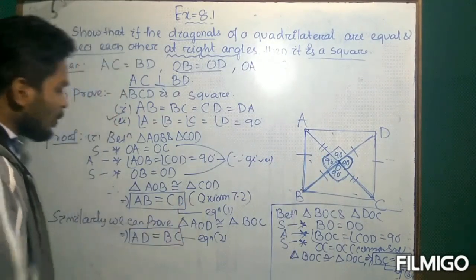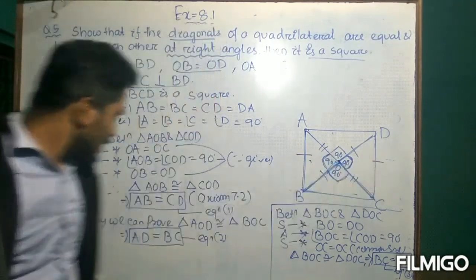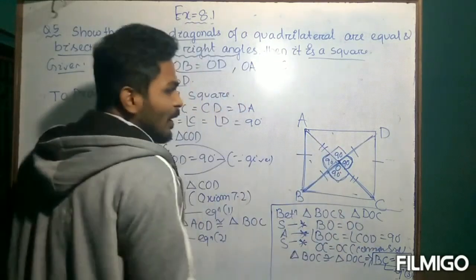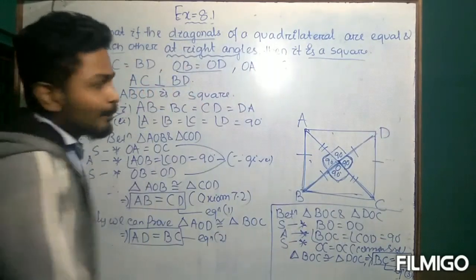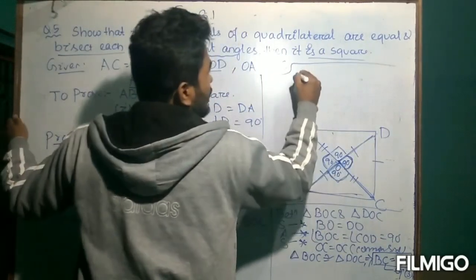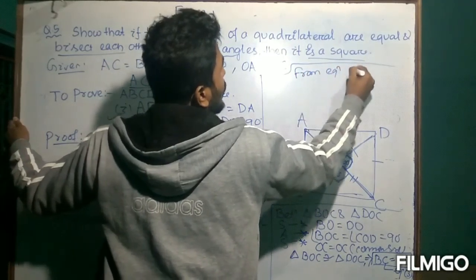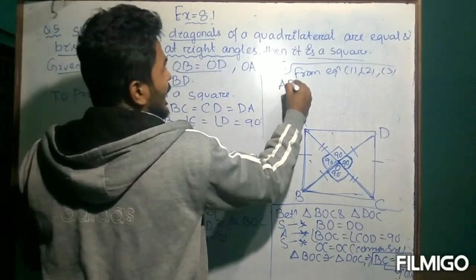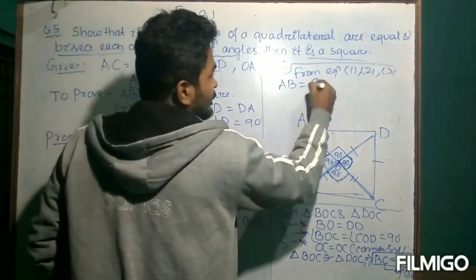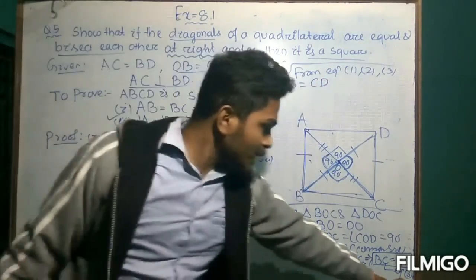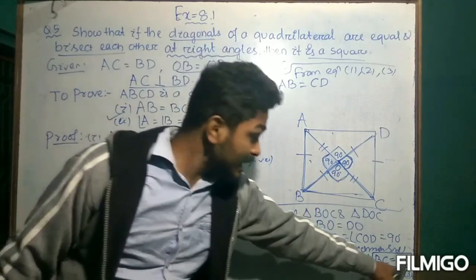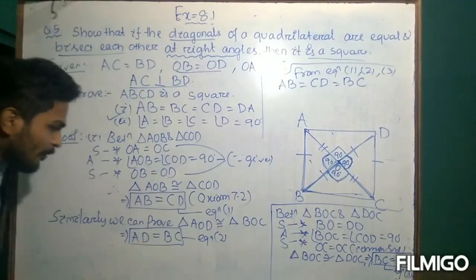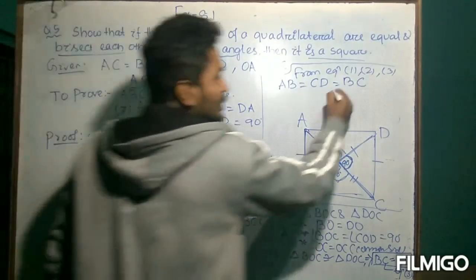From equation 1 we have found AB is equal to CD. This side is equal to this side. In equation 2 we have found AD is equal to BC. In equation 3 we have found BC is equal to CD. Right. So let us analyze all the 3 equations. From equations 1, 2 and 3 we have found first AB is equal to CD. And in equation 3 we have found CD is equal to BC. And from equation 2 we have found BC is equal to AD.